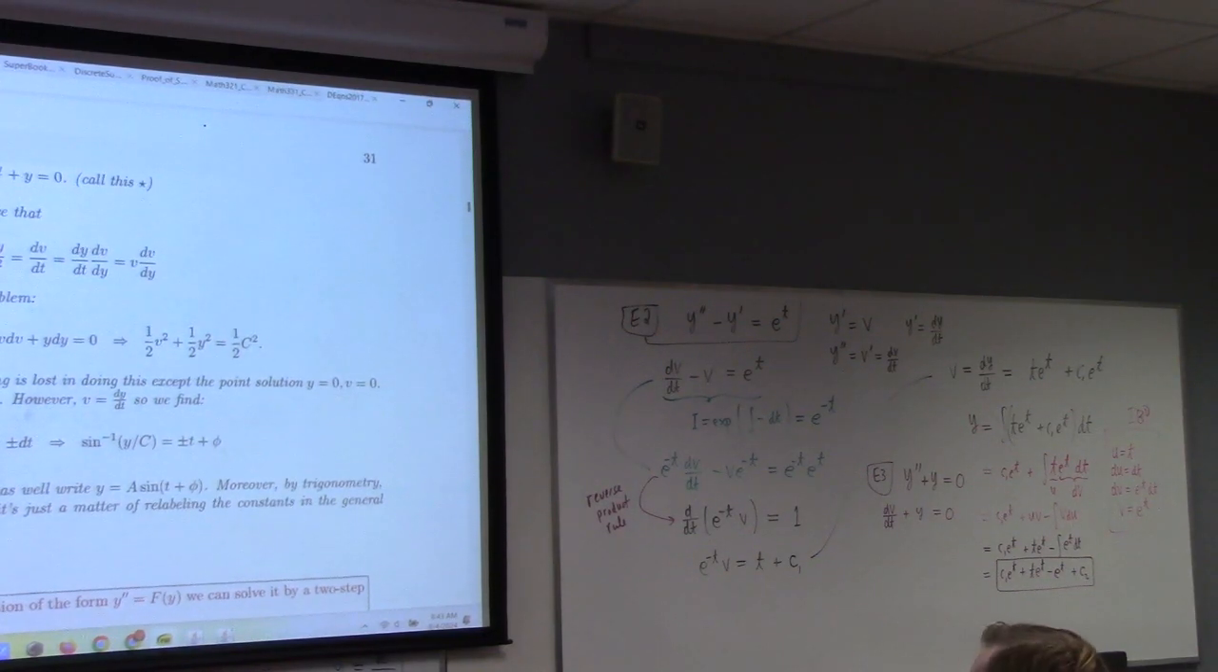That gives us that v squared is equal to plus or minus the square root of some big constant minus y squared. But we're not interested in v on its lonesome, right? We'd like to solve for y as a function of t, right? So how does that go?